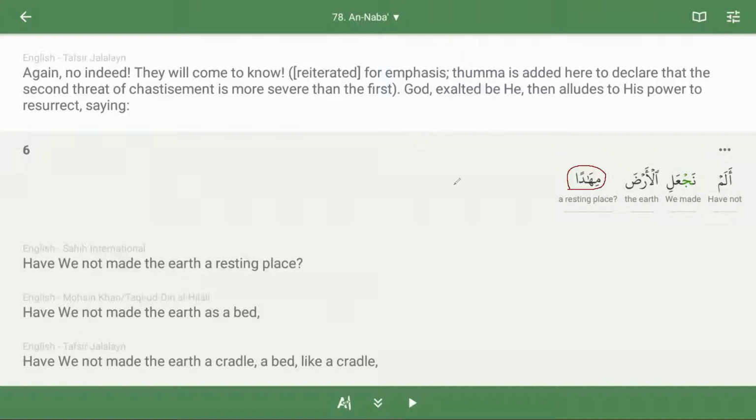Maybe because the earth is revolving and rotating and still we don't feel it. Like a child in the cradle sleeps while the cradle is moving, he may not feel the moving. Similarly, the earth is revolving and rotating, and we don't feel it at all. We are able to sleep peacefully. I mean, everything should be shaking, right? It doesn't happen, alhamdulillah. So that's why maybe He used the word mihad, a resting place, so peaceful, like a cradle.